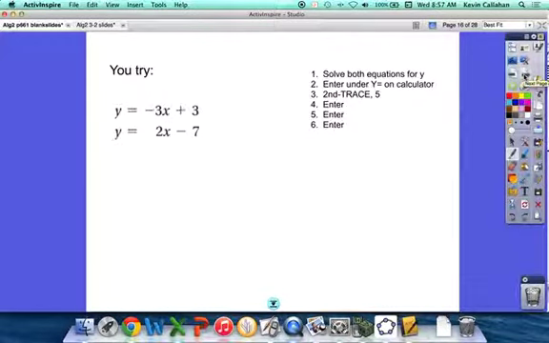So try to do the same thing with those two. And they're already solved for y. So all you need to do is put them in the calculator.